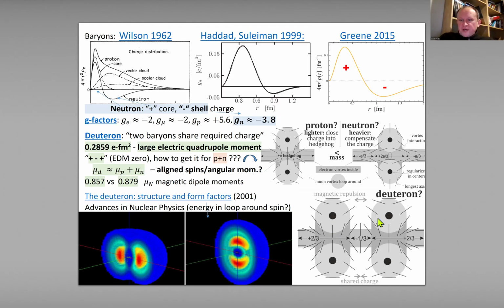So we have plus plus, and there is some minus for compensation. So we can see this is quite symmetric, and it's plus minus plus, which is an electric quadrupole moment. And indeed, experimentally, the deuteron has an electric quadrupole moment. But it's very non-trivial: how to get it with a proton and neutron? How to get an electric quadrupole moment?